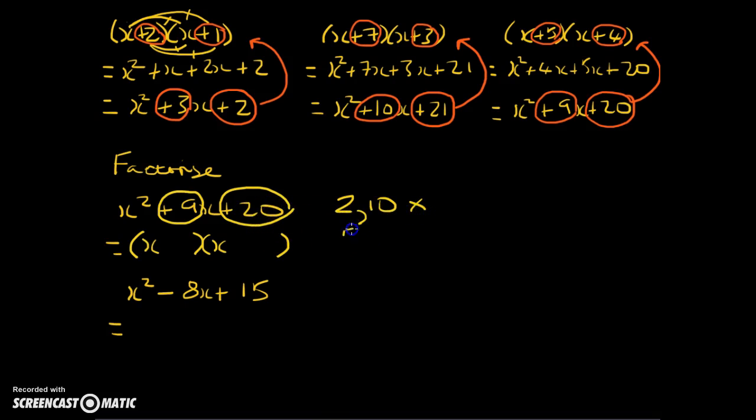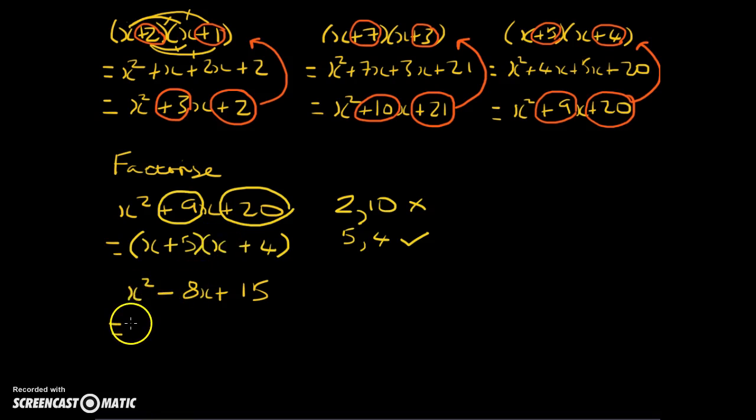How about 5 and 4? They multiply to give us 20. Do they add to give us the 9? Yes. Therefore, we put the plus 5 there and the plus 4 there. And hopefully you can see, if we go back up here, here's our answer. Because remember, expanding and factorising are just reverse processes.